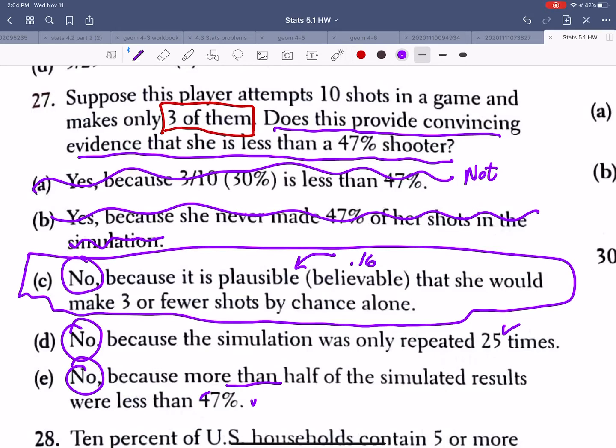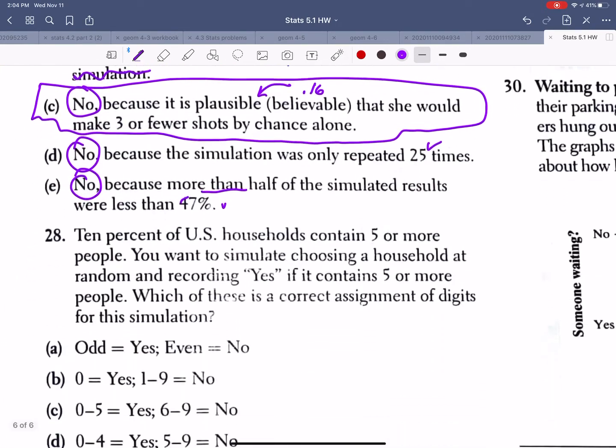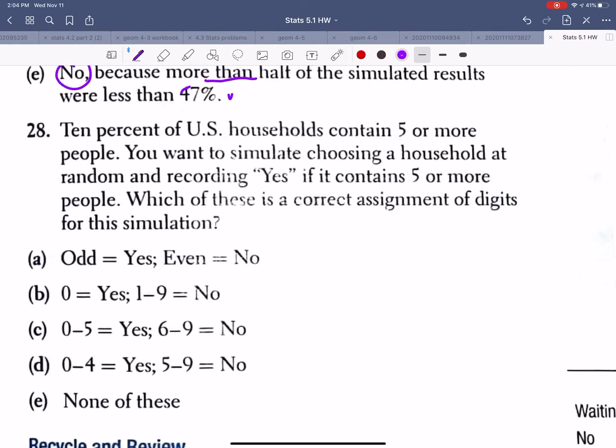All right, B says yes because she never made 47%. Well, we know she's never going to make, it's actually pretty unlikely if she played all these games to make exactly 47%. That's what she would make in the long run. And she wouldn't even maybe make that. She'd make something close to that based on variability.